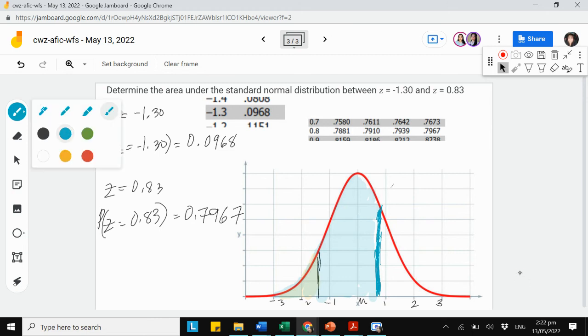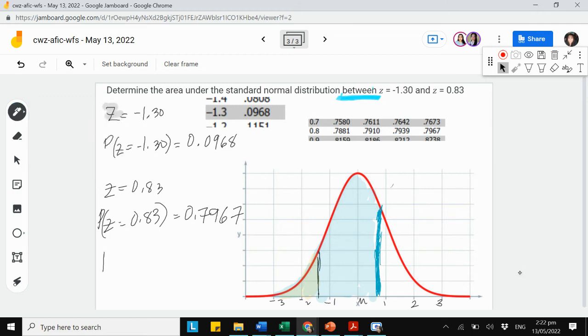Kaya lang, ang hinihingi ng problem natin is area between. So, take note of the term, it is between. Okay? So, it is between lang. Okay? Now, since between siya, kailangan natin isubtract yung dalawang area natin ngayon dyan. Okay? So, what you're going to do now is subtract the probability area with one another to get the total area.